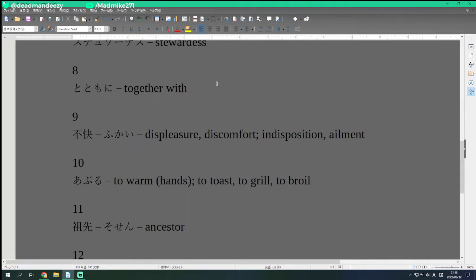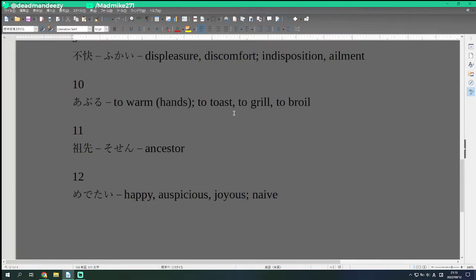Totomo ni. It kind of means at the same time as, honestly. Like something rises at the same time as something else. Something goes at the same time as something else. Something starts at the same time as something else. Totomo ni is together with.